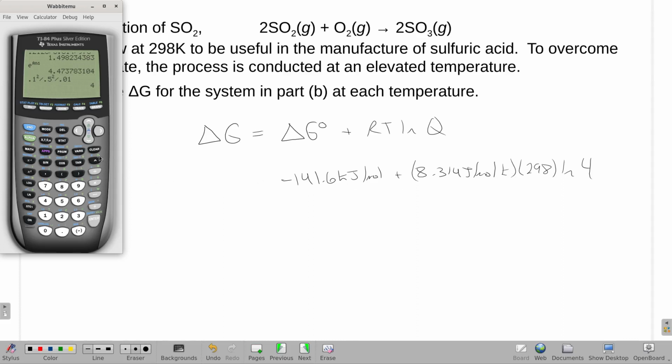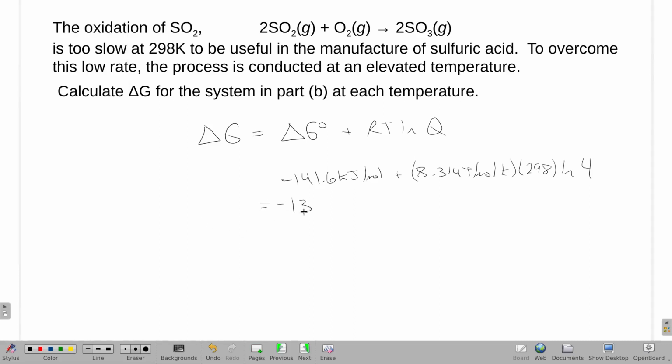Our units change. So I'm going to do this thing over here first. 8.314 times 298 times the natural log of 4 gives me this relatively small number. I'm not adding 3,000 to this because this is in terms of joules. I need to convert it into kilojoules and then add it to my negative 141.6. So my delta G in that case is negative 138.2.